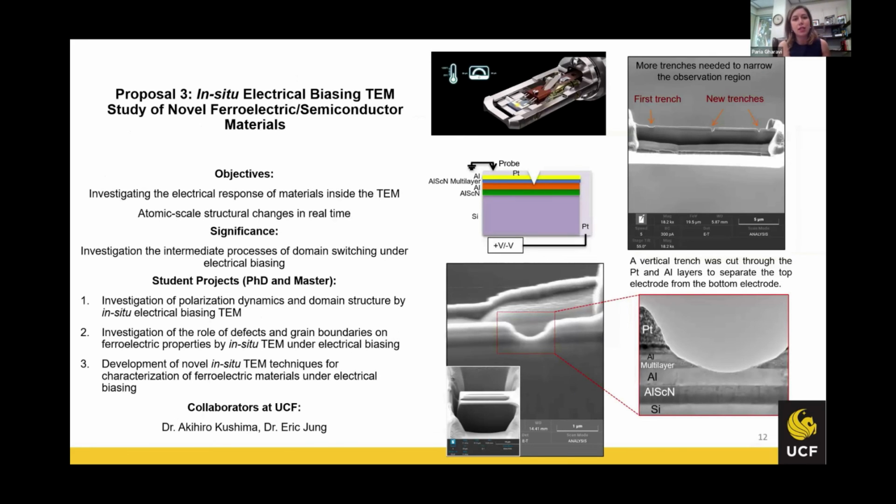And the last one is in situ electrical biasing TEM, which is super interesting because it helps us to investigate the intermediate process of domain switching under electrical biasing.